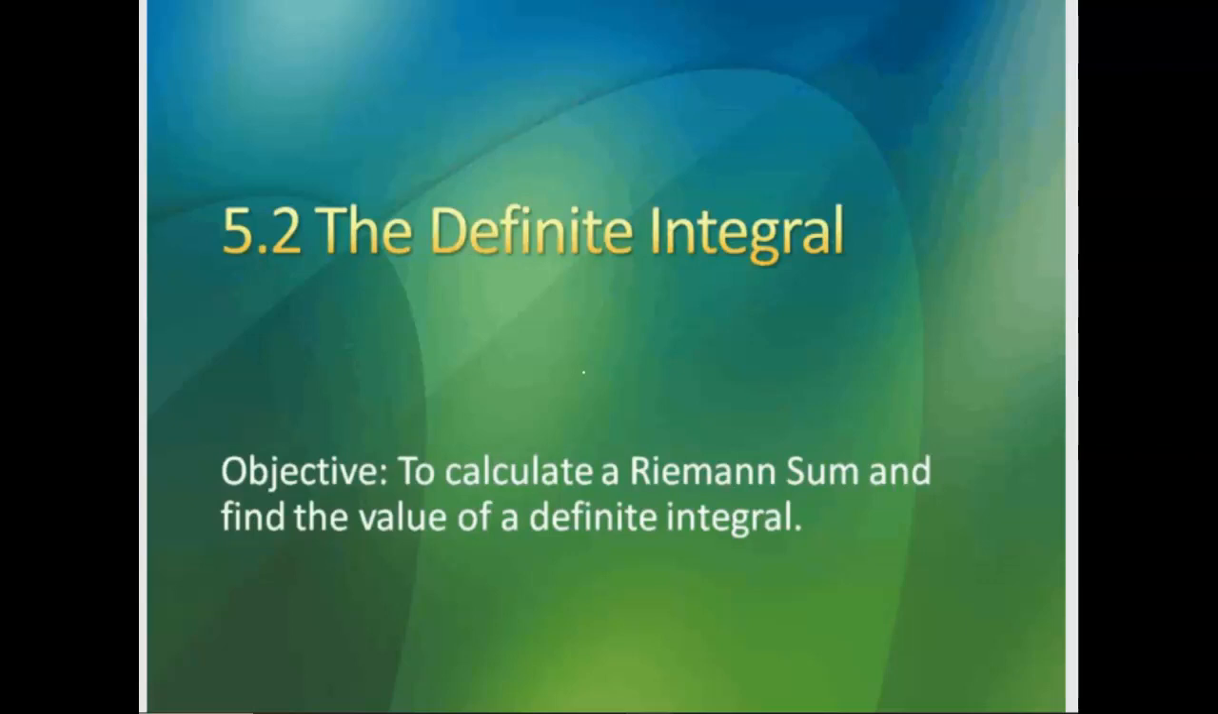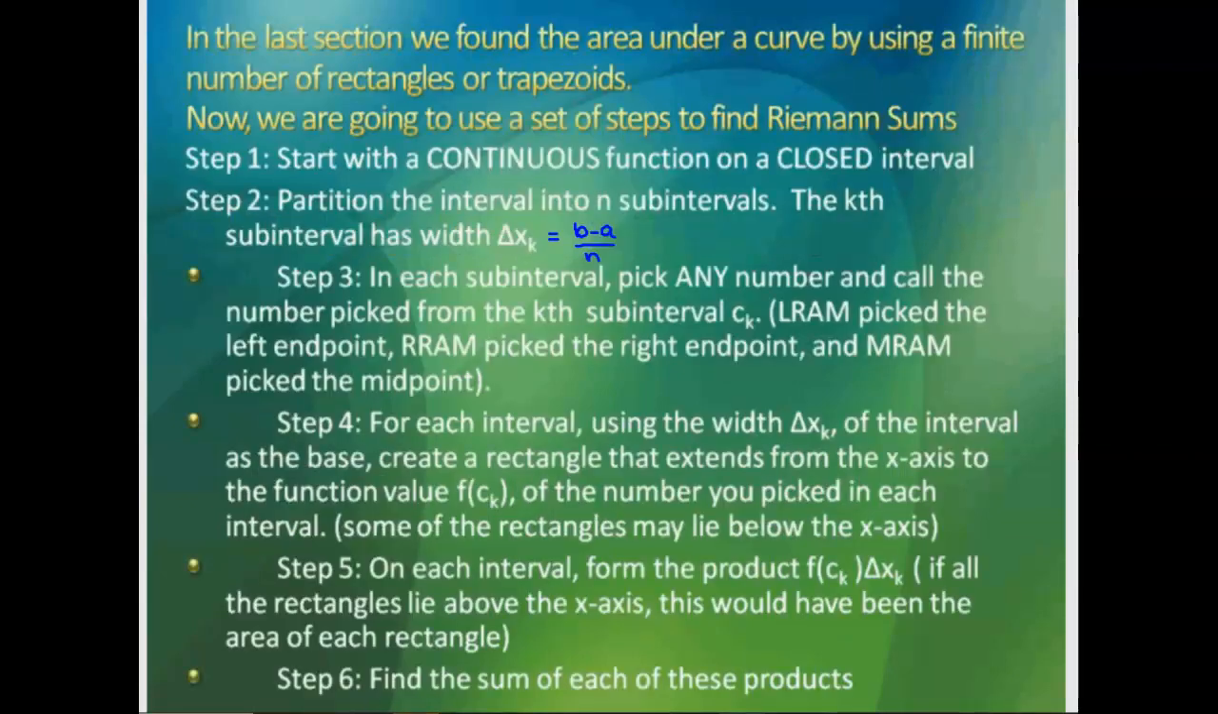All right, so the definite integral, like I said before, is a way of finding the area under the curve without having to make a lot of geometric areas. So in the previous section, we looked at the area under the curve by using a finite number of rectangles and trapezoids. Now we're going to use a set of steps to find even more tiny Riemann sums.